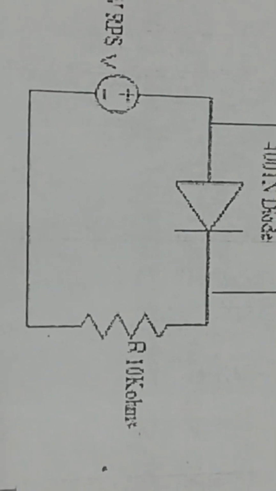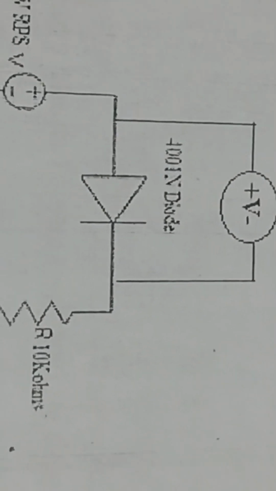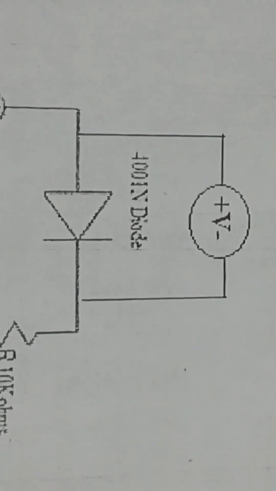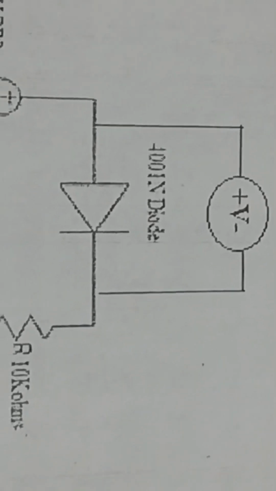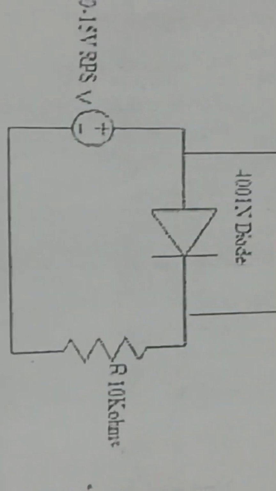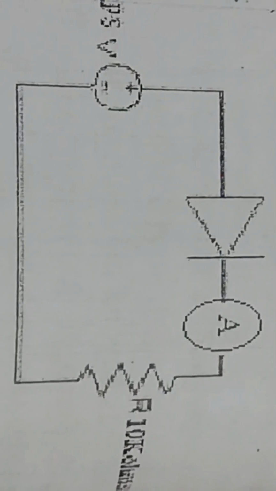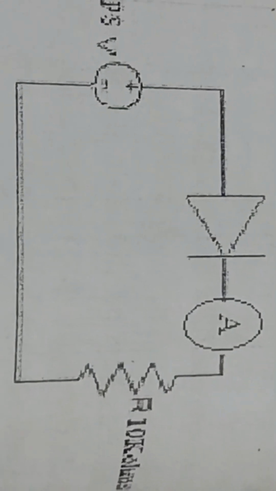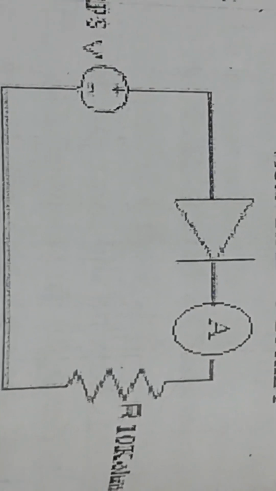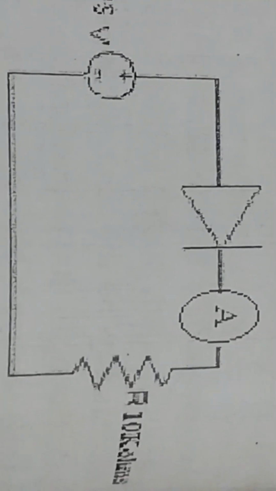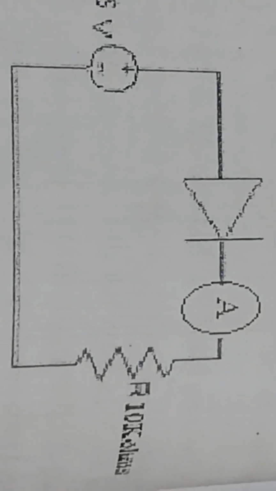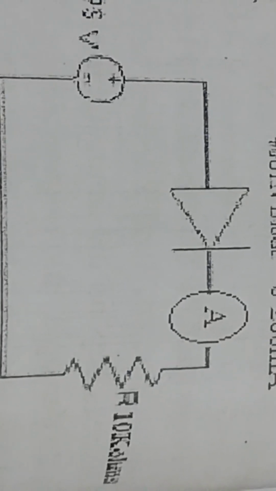In order to measure voltage, a voltmeter is going to be connected in parallel to this diode, and for measuring current, an ammeter will be connected in series with the diode, as you can see here. So how are we going to build this circuit on a breadboard?